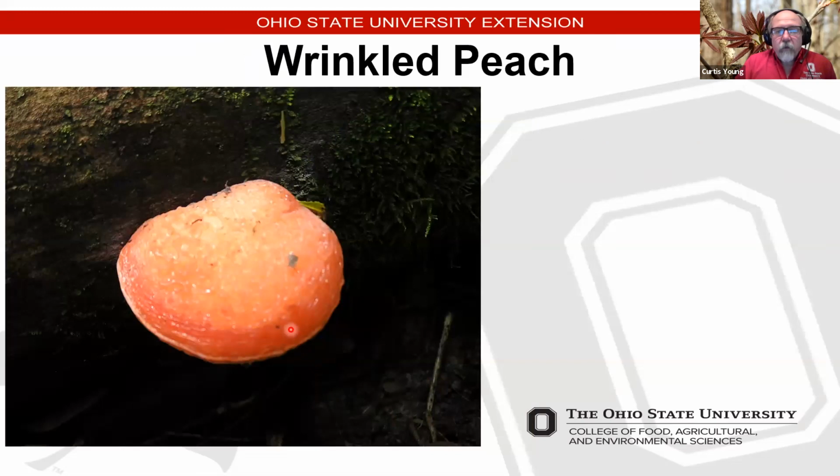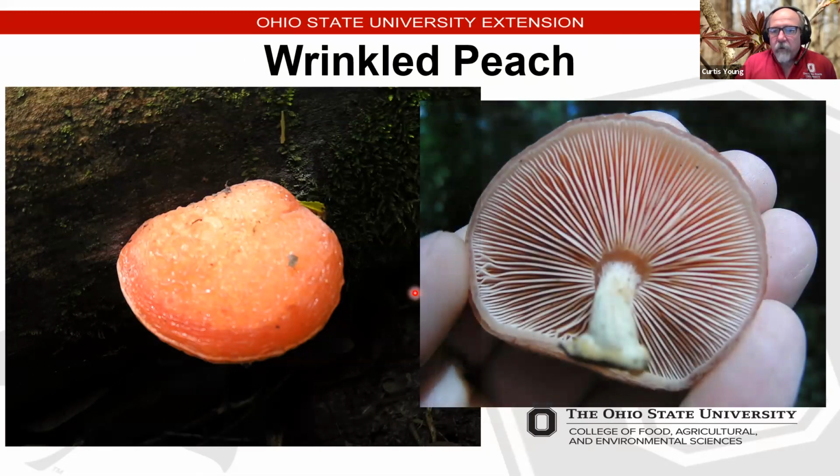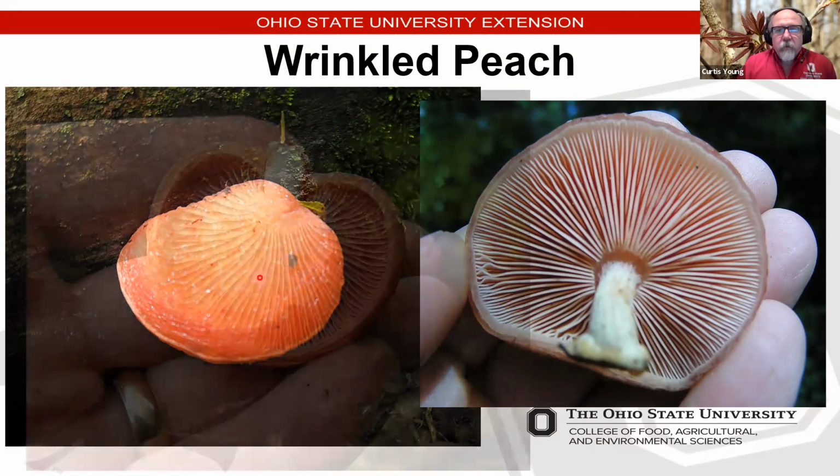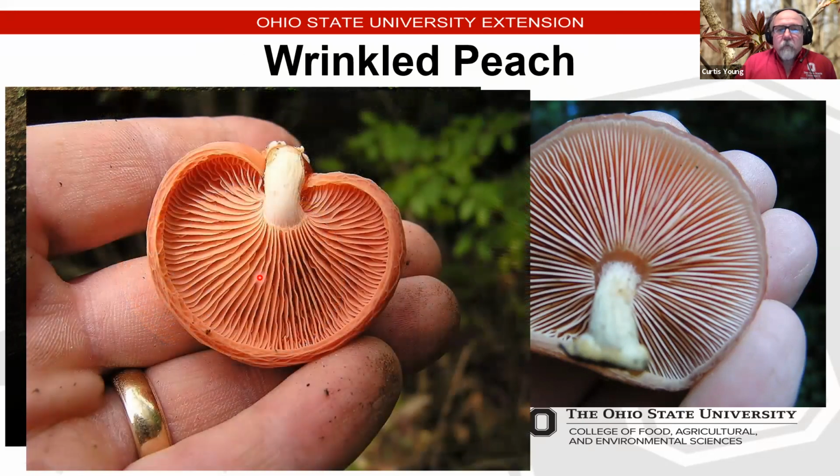This one, called the Wrinkled Peach, is a very interesting type of fungi. It almost looks like a piece of candy, a jelly candy that would be peach flavored, or you might think it'd be peach flavored. It is a stem and gilled cap type of fungus. This one's a little bit older. It's not an entirely fresh specimen. This one was much fresher than the previous one.